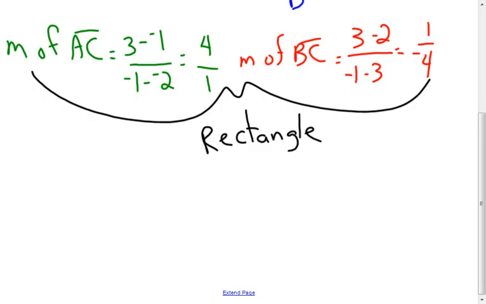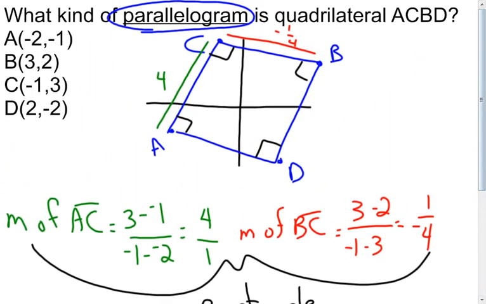Well, now I need to check to see if it's a rhombus. So I have a couple options here. I could check how long segment AC and how long segment BC is. If they were both equal in length, I know it's a rhombus because I already know it's a parallelogram. I already have two sets of congruent sides. If I check the two that are next to each other, if those are congruent, well then I'm going to know all four of them are congruent. I don't like that method because distance formula to me takes a long time.